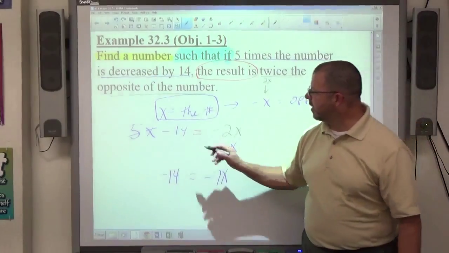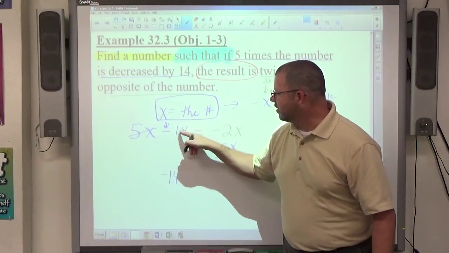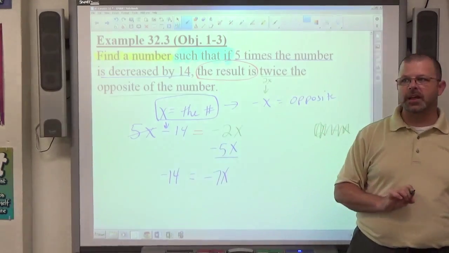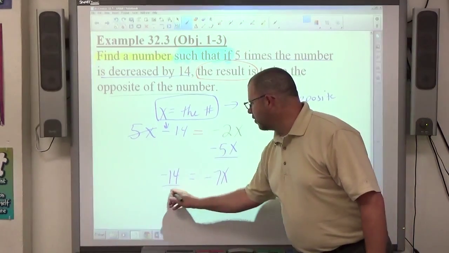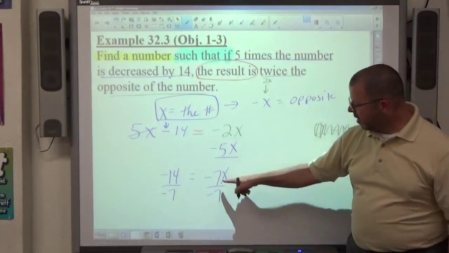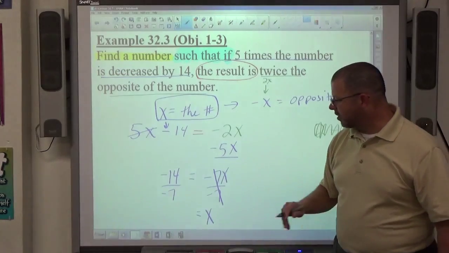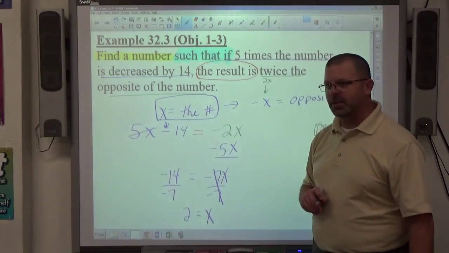Be cautious also of this. I've seen people do this in the past. 5x minus 14, that minus is attached to 14. It keeps that 14 as a negative number there. Divide both sides by negative 7. Always divide by the number that's there, including the sign. Negative 7 over negative 7 cancels out to 1. 14 over 7 is 2, and both signs being negative gets a positive.